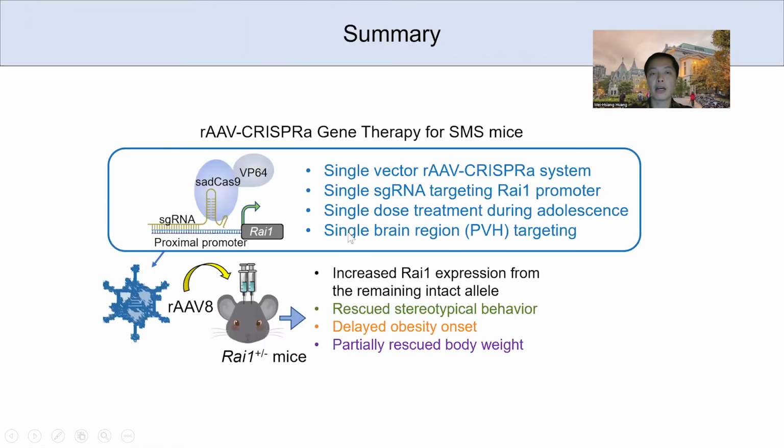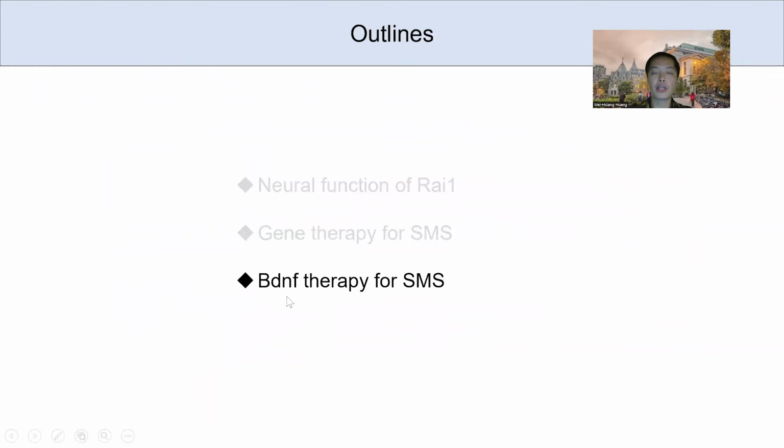To summarize the second part of our project, I told you we used a novel CRISPR AAV system that has a protein component and an RNA component to increase RAI1 level. We can inject the virus that encodes these components into the brains of SMS mice to increase RAI1 expression and partially rescue some of the obesity and stereotypic repetitive behavior. So we can understand that the remaining good copy of RAI1 can be modified, and if you increase its expression, it can modify disease progression.